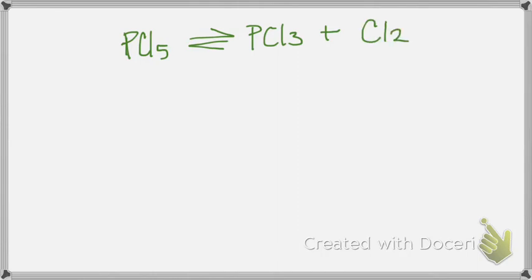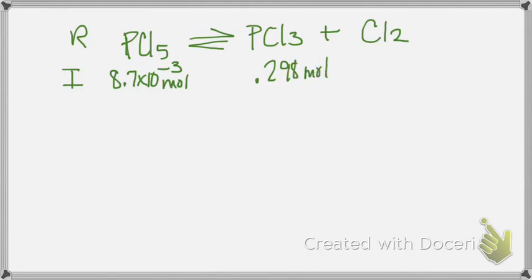And the problem tells us that we have 8.7 times 10 to the negative 3 moles here, this is the R, here comes the I. I'm going to write moles here just so we know we're dealing with moles. And 0.298 moles. And initially it says 0 of this. Okay? So now we're going to do our change.